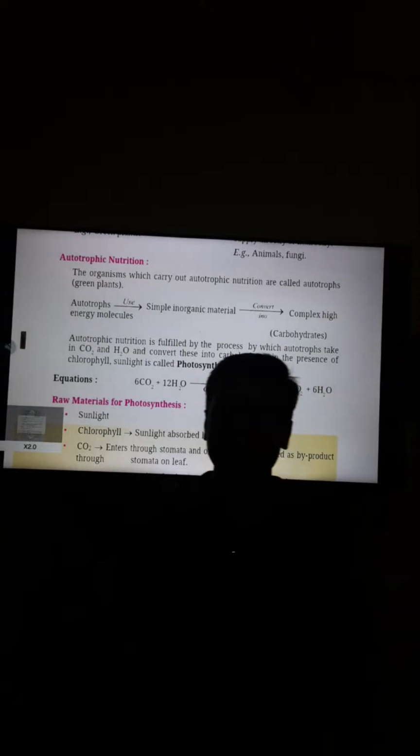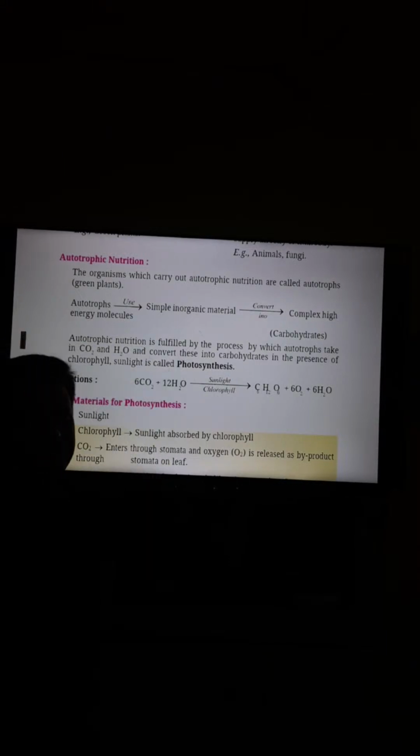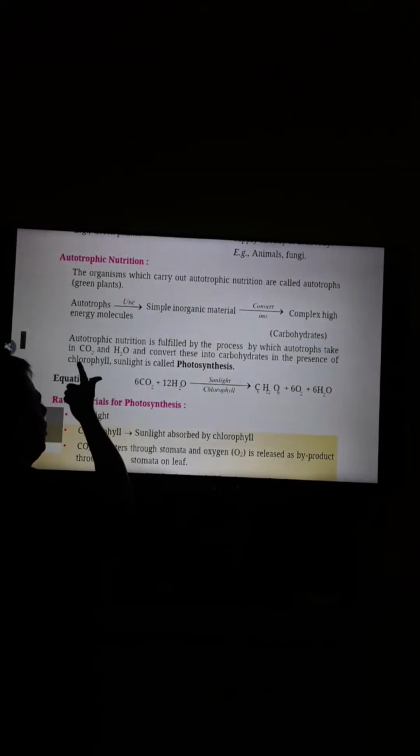sunlight, is called photosynthesis. What do you mean by photosynthesis? This is a definition, so easily you can write only this sentence. In the examination you can write another sentence also. Photosynthesis has different definitions. So here the autotrophic nutrition is fulfilled. How is it fulfilled? How do they prepare the food? By using the simple inorganic materials, carbon dioxide, water, and they convert into carbohydrates in the presence of chlorophyll, they are having chlorophyll, sunlight.